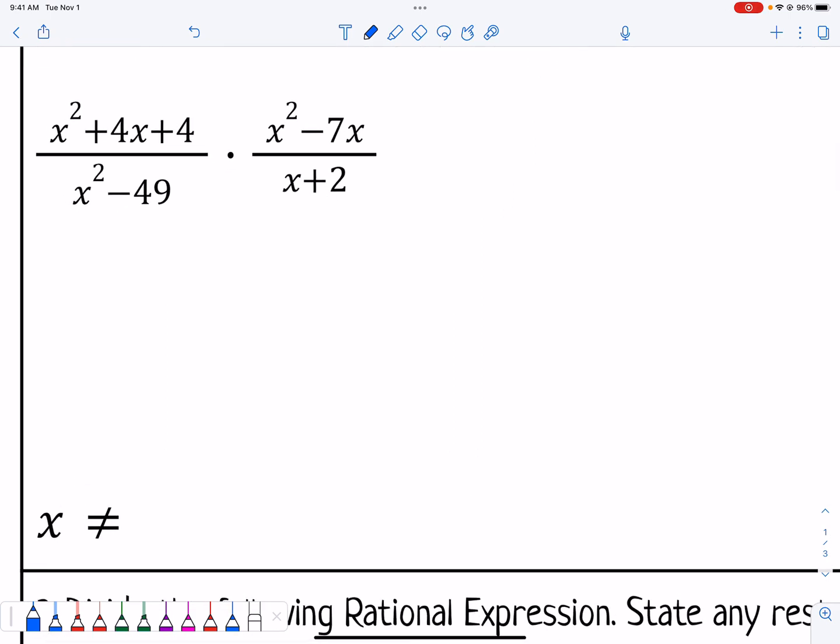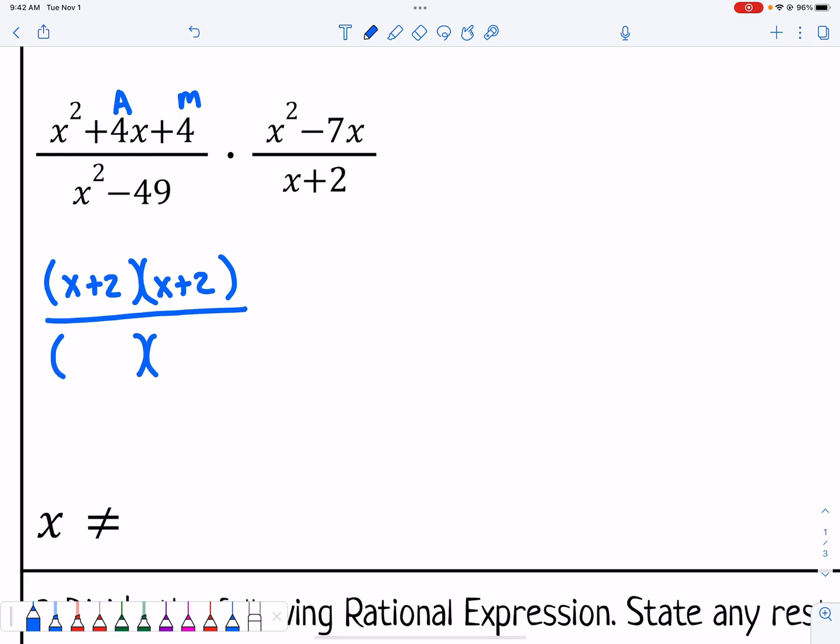All right, so we first want to factor out the trinomial that's in the numerator. So I've got to multiply to get 4 and add to get 4. So that would be x plus 2, x plus 2. In the denominator, we have another difference of 2 squares. So I'd want to take the square root of x squared and 49, and I get x, and the square root of 49 is 7, and I need a plus and a minus. So I've got the first fraction factored out.